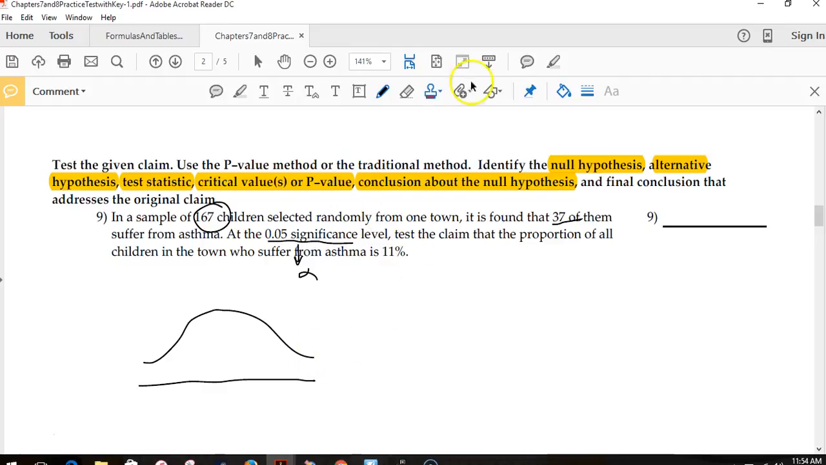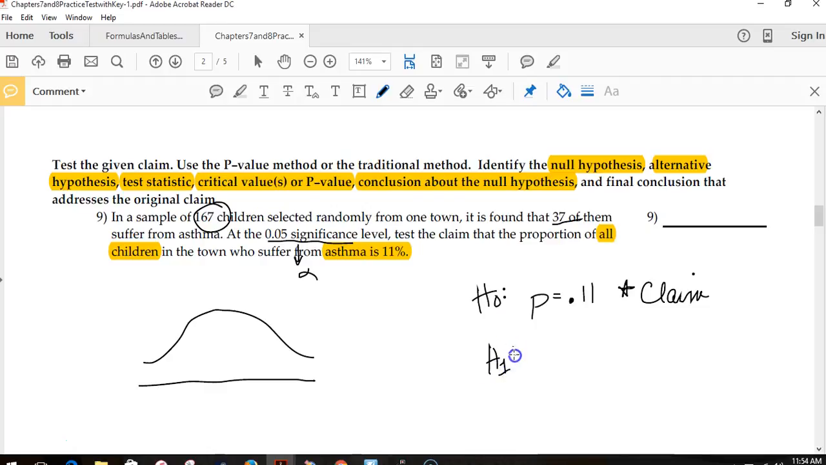We want to test the claim, and so your ears perk up, that the population proportion of all of the children in the town is 11%. So we think that all of the kids in this town that are suffering would generate a p-hat value of 11%. And so my claim is p is equal to 0.11. That's my claim. As soon as you say equal to, you know that that's the null.